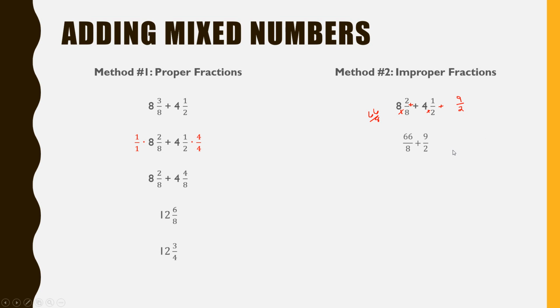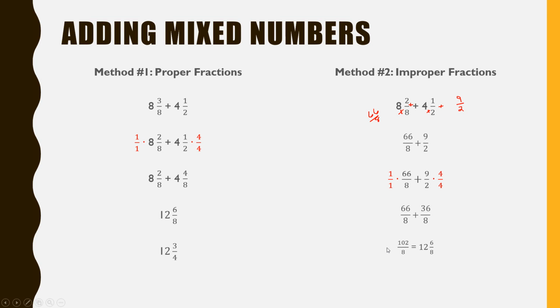Now again, the denominators are not the same, so we need to create equivalent fractions by finding a common denominator. Earlier we found out that that is 8. So on the left side we multiply again by 1, and the right side by 4. The left side stays the same, but when we finish multiplying, we end up with 36 over 8 for that right fraction. Now that the denominators are the same, we can just add across the numerators. 66 plus 36 is 102 over 8. Or if you change it into a mixed number, it's 12 and 6/8.